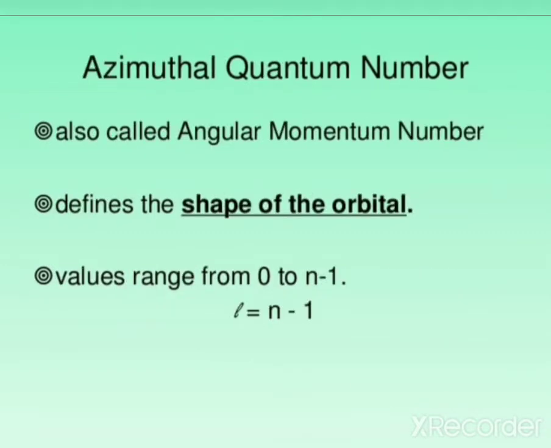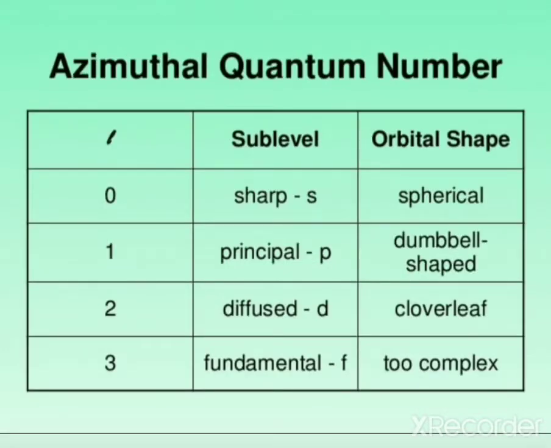Azimuthal quantum number is also called angular momentum quantum number. It defines the shape of the orbital. Azimuthal quantum number can have values which range from 0 to n minus 1, or we can write L is equal to n minus 1. Each energy level is divided into sub-levels. Azimuthal quantum number L defines the shape of the sub-energy level or the orbital.